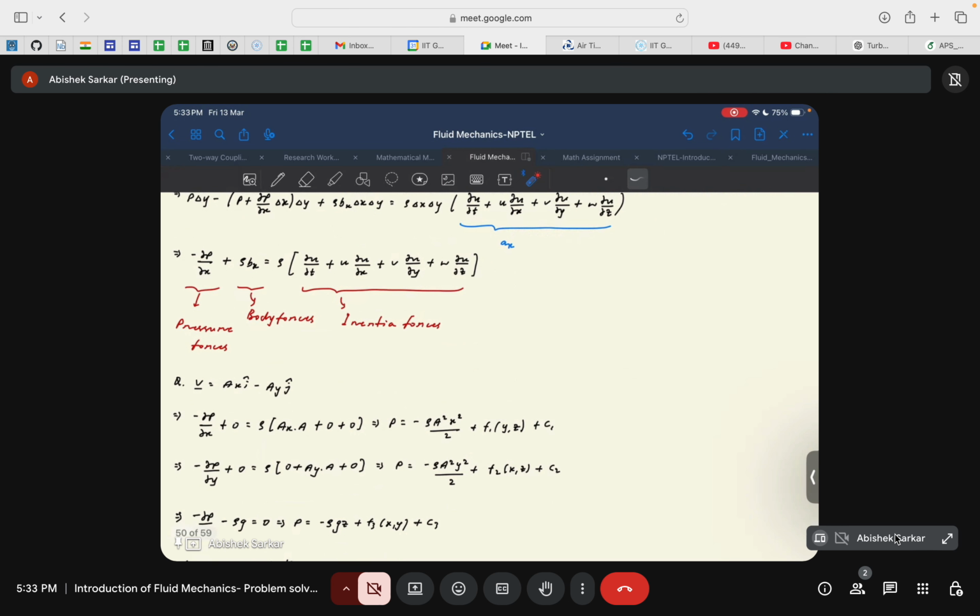Okay. Now we can classify these terms as the first term signifying the pressure forces, the second term signifying the body forces, and the final term signifying the inertial forces because of the motion of the fluid.